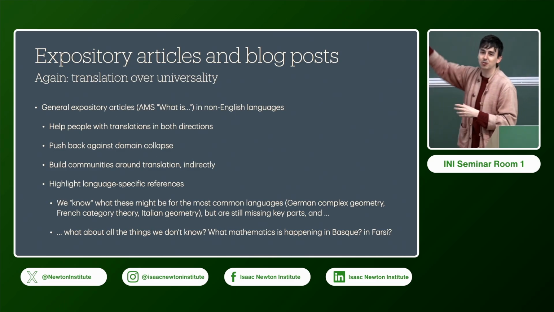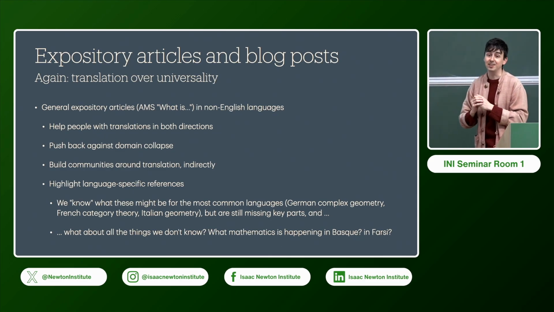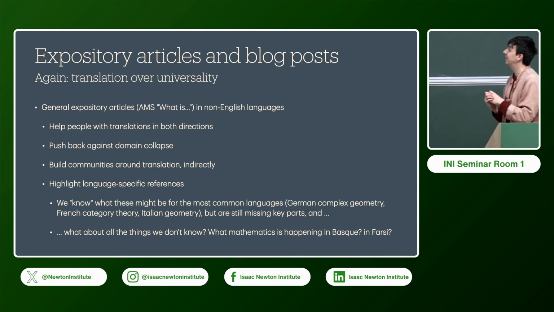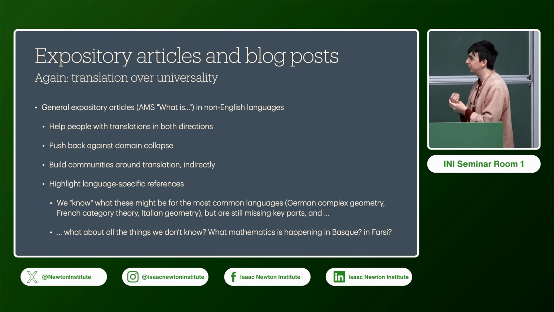This is me pipe dreaming now, these are my big vision things. I think this would be super cool. I would love to read this. I think it would be great if I could see an article in a language I don't really read and have it there in the context of all of these other articles in different languages.